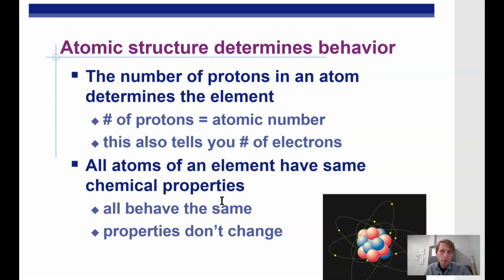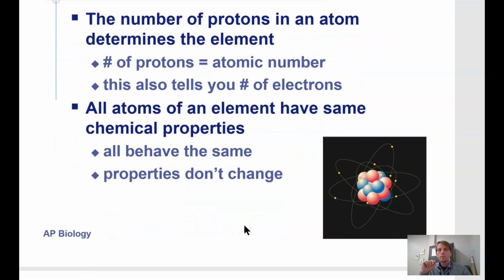Gold is always going to be gold. You don't cut gold and now you have silver, cut silver, and then you get bronze. That doesn't work, right? You just have a smaller chunk of gold. And you take that gold and have a smaller chunk of gold, and you cut that gold in half, you have a smaller chunk still. Eventually, you'll get down to a particle of gold that if you spliced it, you'd be splitting the atom, and you'd no longer have gold, and you'd be dead. Probably from the energy released. So all atoms of an element have the same chemical properties. All behave the same. Properties don't change.